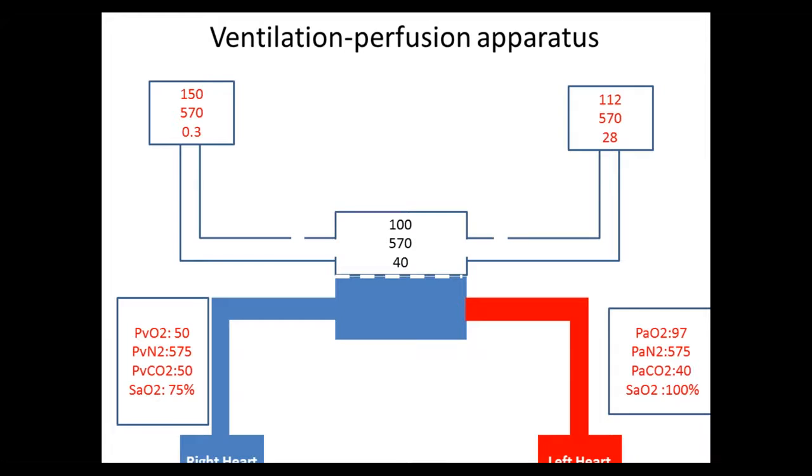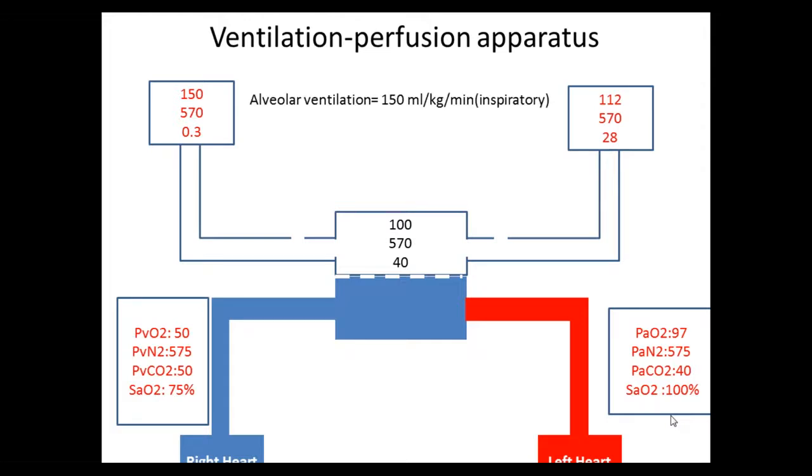And after the blood passes through the pulmonary capillaries, on the arterial side, you should have partial pressure of oxygen around 97 or close to 100. Partial pressure of nitrogen is the same, 575. Carbon dioxide of 40 millimeter mercury, and the saturation close to 100%.